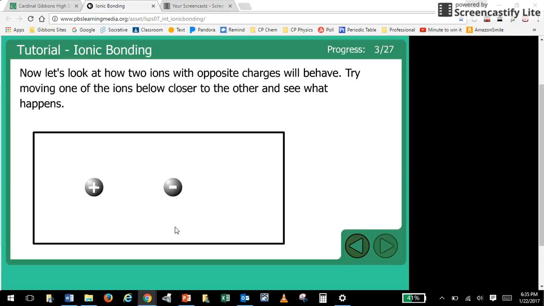This is a mutual attraction. When opposites attract here, the plus and the minus come together. They are attracted to each other, and to pull one away from the other takes some doing. Otherwise, they kind of stick together.